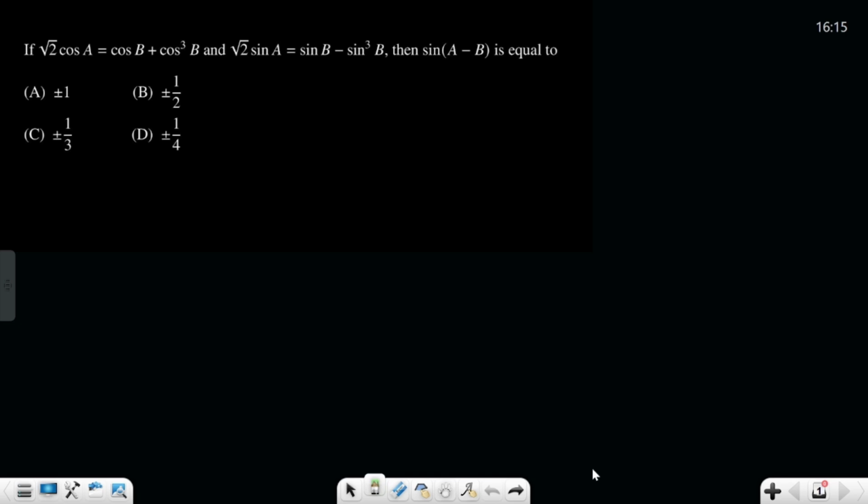Today we solve this problem. This is an interesting problem. You must attempt this problem one time before watching the solution. So let's start solving the problem.